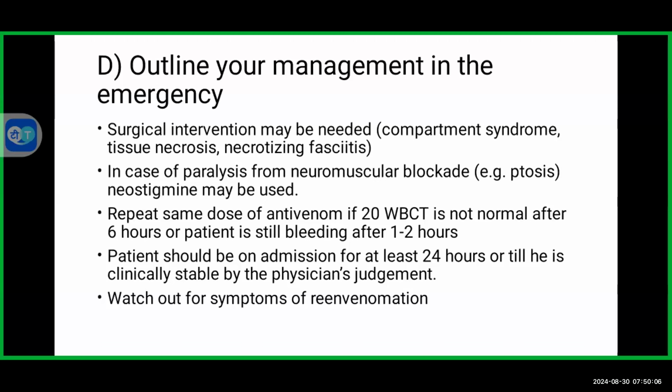Surgical intervention may be necessary. In case of paralysis from neuromuscular blockade, you may want to give neostigmine. And then if the patient is still bleeding after 1 to 2 hours, or the 20-minute whole blood clotting test is not normal after 6 hours, you may want to repeat the dose.